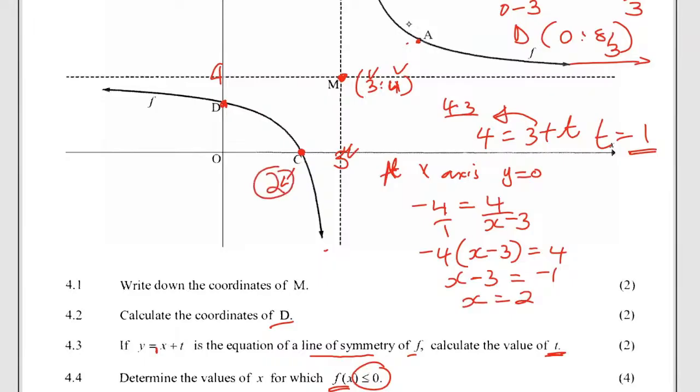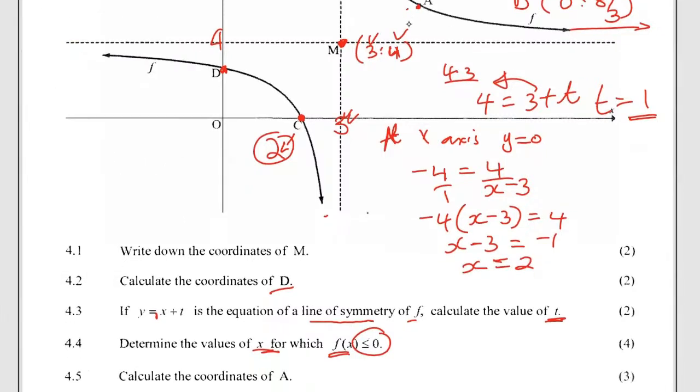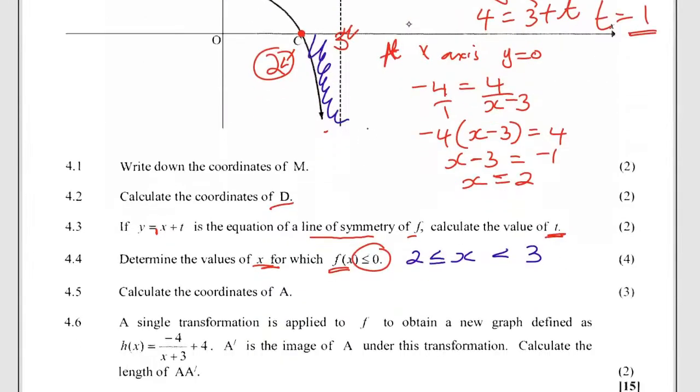Now, to answer the question, they want the values of x for which the graph is less or equal to 0. Meaning that I'll say all values between 2 and 3. So 2 is less or equal to x and less than 3. There shouldn't be an equal sign here because the 3 is an asymptote. So this region is what they are interested in. All right, so that is that.